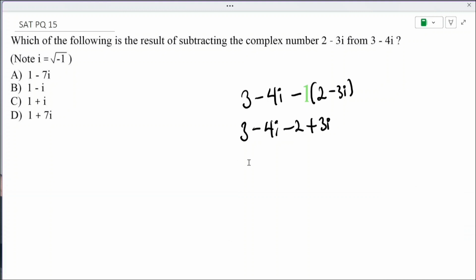Next, we collect like terms. This 3 is a constant. This negative 2 is a constant. And here we have minus 4i plus 3i. Let's take 3 minus 2. Note this 2 owns this negative sign in front of it. A number or a term owns the negative or the positive sign in front of it. So this 2 owns this negative. Then you have negative 4i. The 4i owns the negative. So you have negative 4i. Then you have plus 3i. 3 minus 2 is 1.